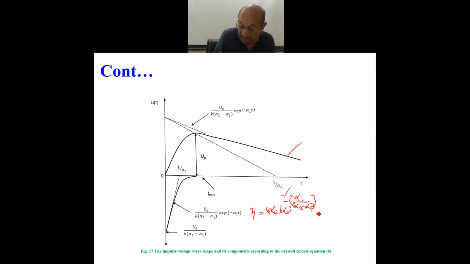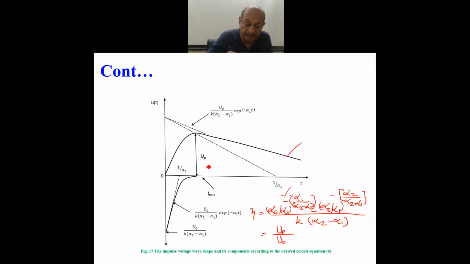Minus again alpha 2 upon alpha 1 to the power minus of alpha 2 by alpha 2 minus alpha 1. So this is the numerator of the equation, and in the denominator is k multiplied by alpha 2 minus alpha 1. So this is the efficiency, which is equal to, as I mentioned, U peak value output upon U naught.